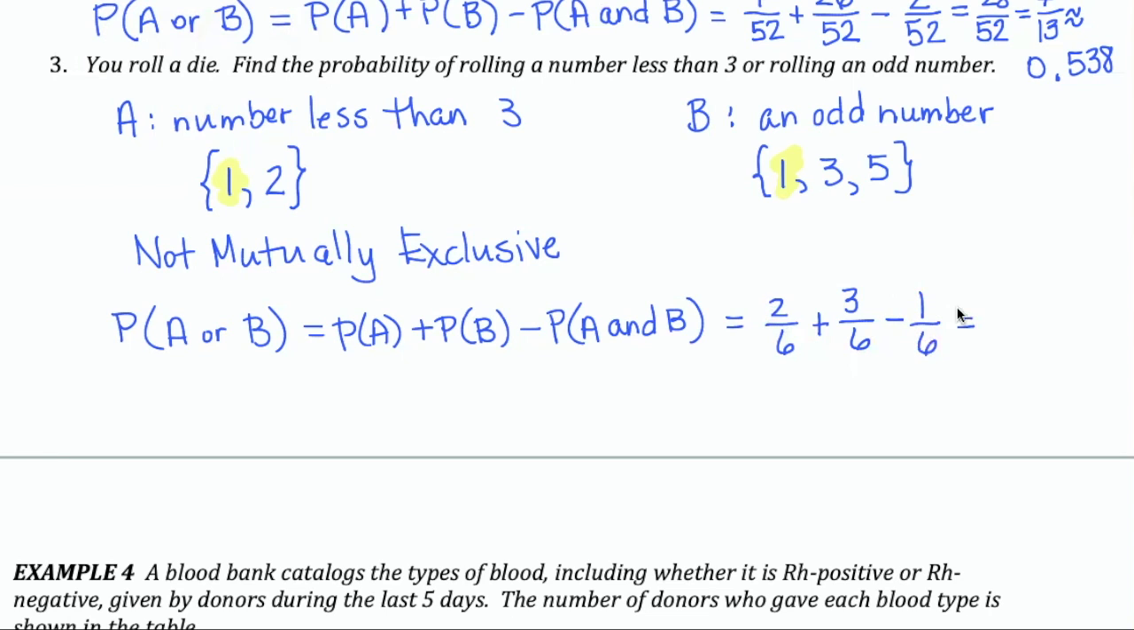I work across my numerators. 2 plus 3 is 5. Take away 1 is 4. Out of, keep the same denominator. That, of course, reduces to 2/3, which is approximately 0.667. So again, because this is above 50%, this is a somewhat likely event to occur.